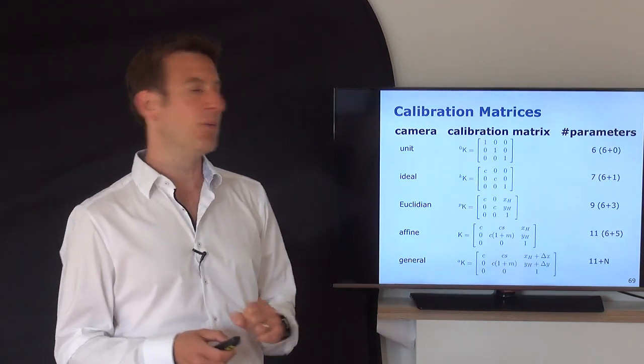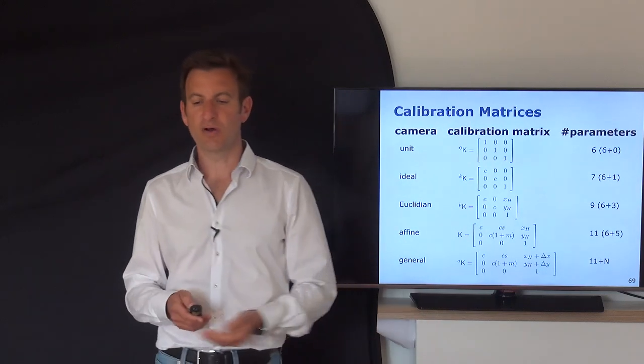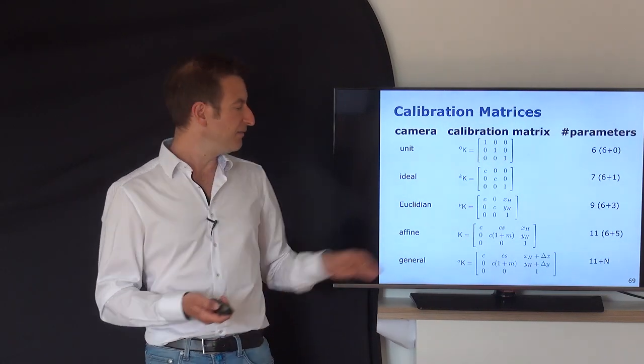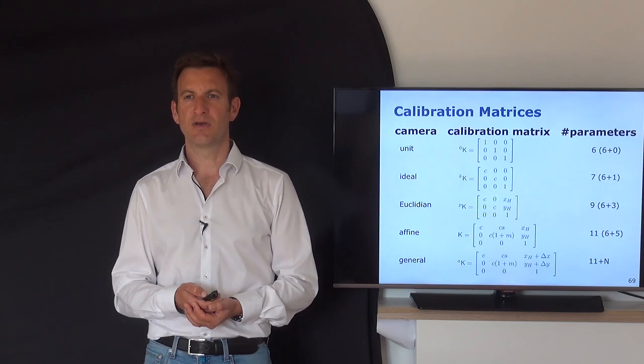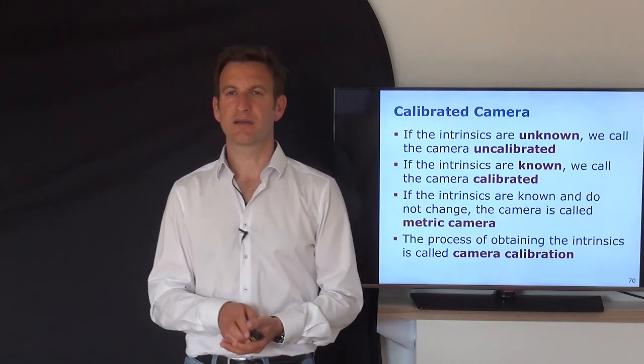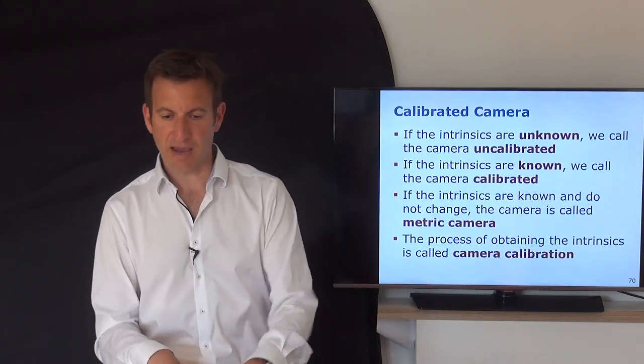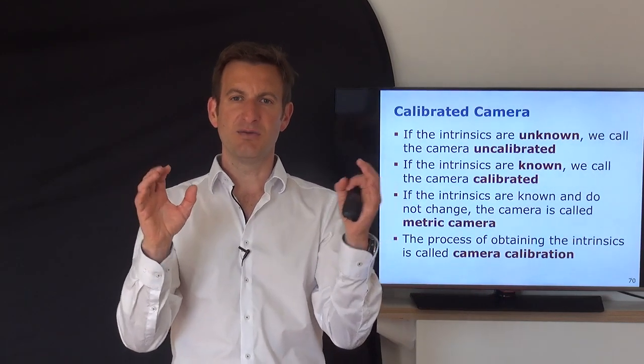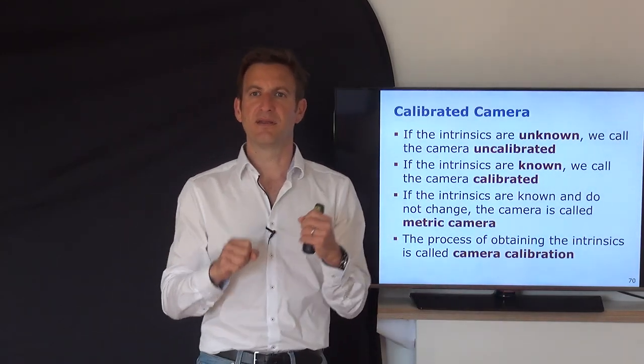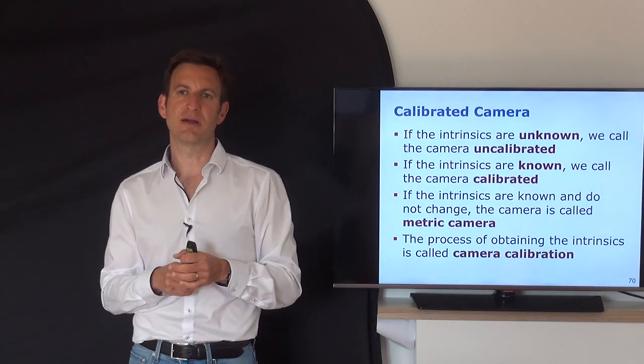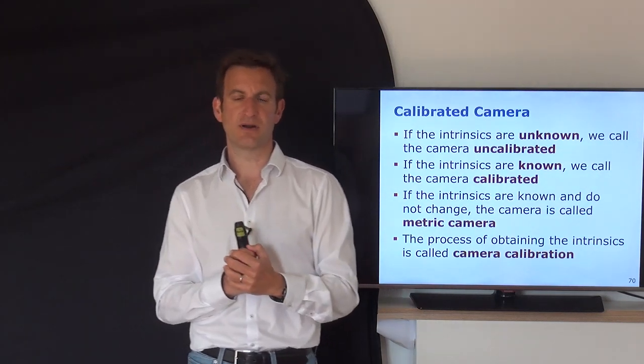If we have a camera where we know this calibration matrix, we talk about a calibrated camera. If we do not know those parameters, we talk about an uncalibrated camera. So if you take your camera out of the box, you bought it, and you start making pictures with it, you don't know anything about the calibration parameters. So this is an uncalibrated camera.